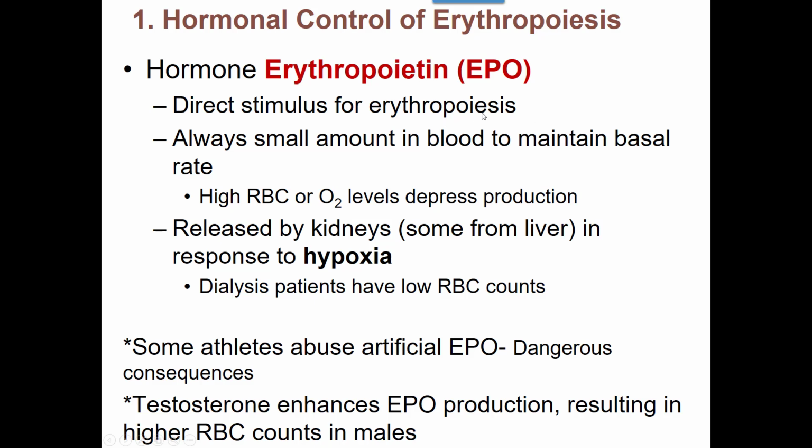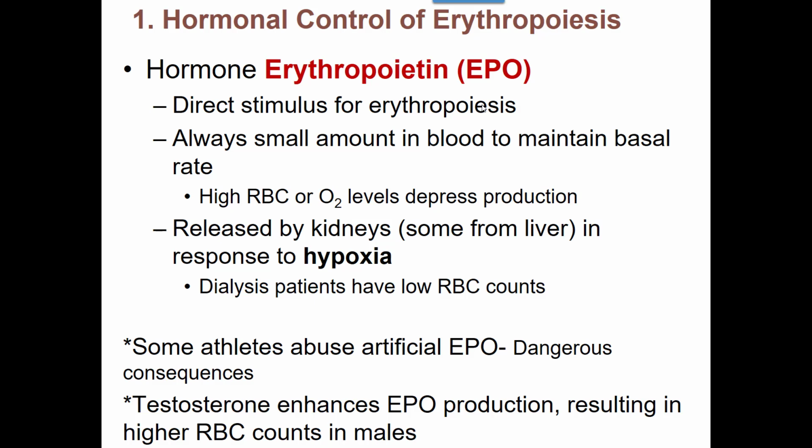There's always a small amount of this particular hormone in our blood. It's to maintain that constant rate of about 2 million every single second in our blood. We have to keep that high level because our red blood cells don't live forever.